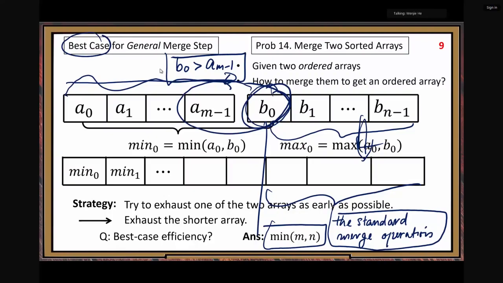So our goal is not to look for the best case. We want the best overall efficiency. So in that way, our standard merge operation is better than this special case. Why?